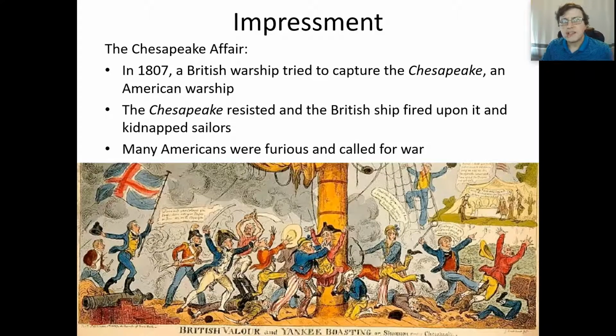The major incident that's going to show how impressment worked in the Americas and the impact that it had was something known as the Chesapeake Affair, in which a British warship tried to capture an American warship named the Chesapeake. After we resisted, the British fired upon us and then kidnapped the sailors after they attacked. Many Americans were furious, and this was enough for some of them to call for war.